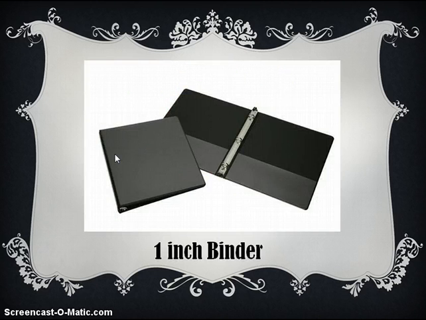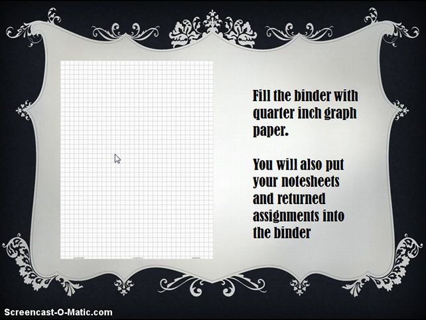The next thing that you're going to need is a 1-inch binder. A bigger one will be just fine, but a 1-inch binder at least, I would say. Whatever color you want, it doesn't matter if it's really fancy or not. But you will fill it up with 1/4-inch graph paper. And you will also put your note sheets and returned assignments, tests, quizzes, everything else that we do into the binder. This way, nothing is falling out of your folder and everything is right there where you need it, when you need it.